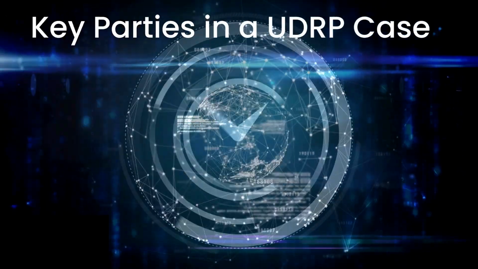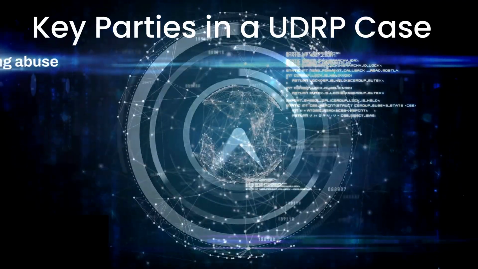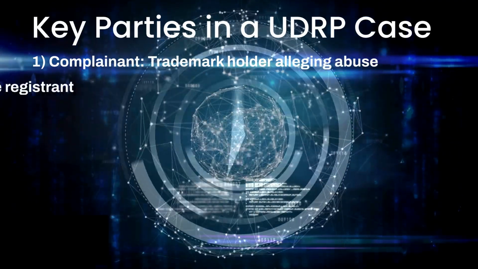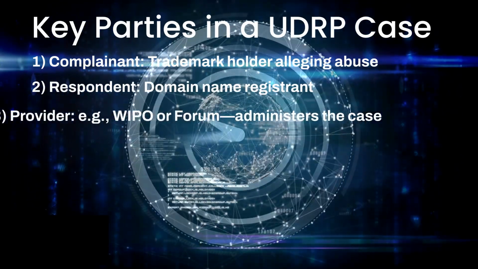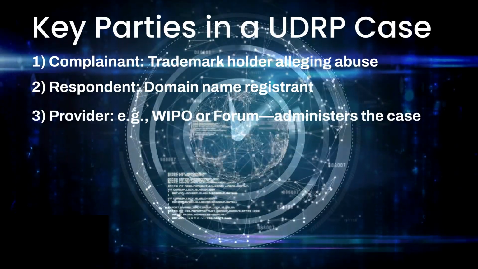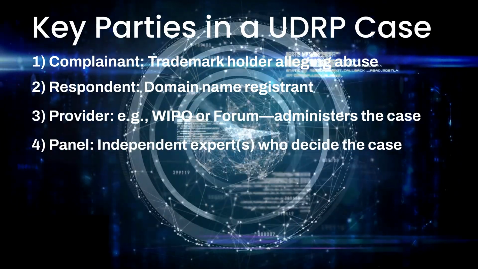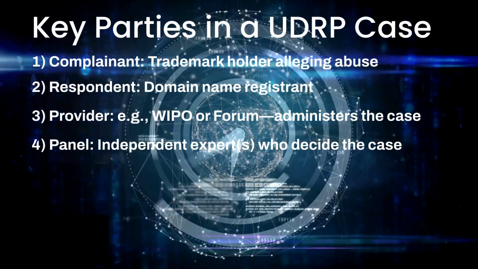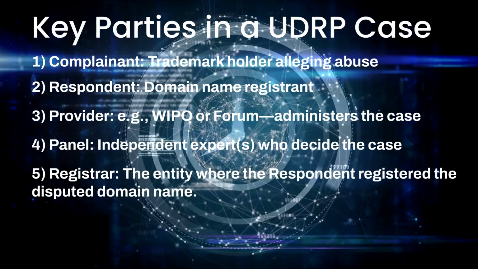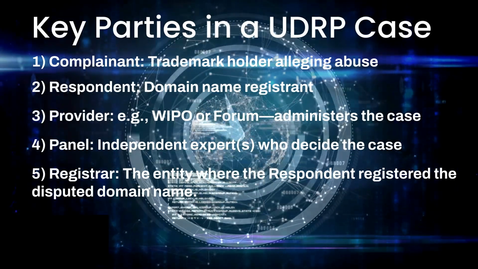There are 5 main parties involved in a UDRP proceeding. First, the complainant, who is usually a trademark holder. Second, the respondent, who currently owns the disputed domain name. Third, the provider, such as WIPO or the forum, which handles the administration of the case. Fourth, the panel, which is made up of 1 or more neutral experts who decide the case. And finally, the registrar, the entity with which the respondent has registered a domain name that is the subject of a complaint.